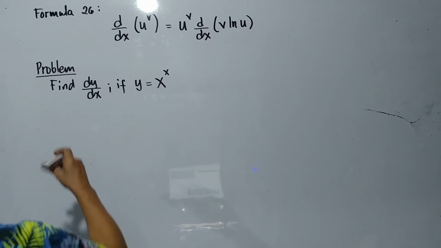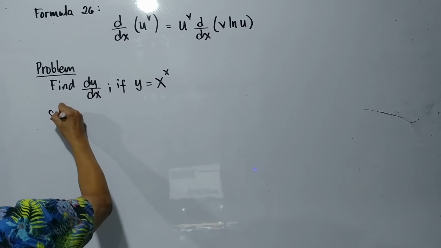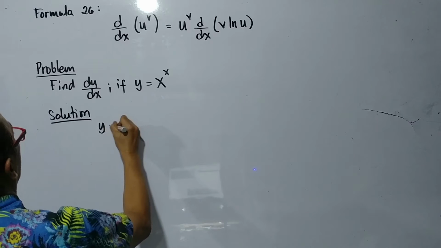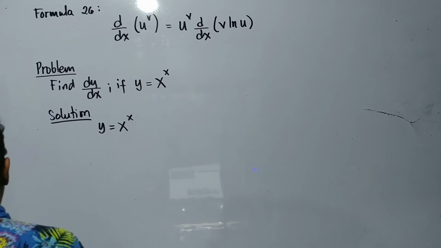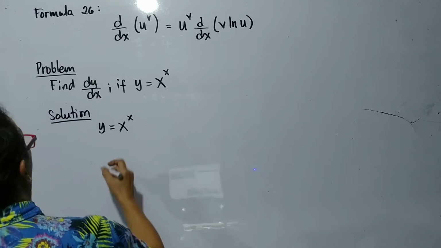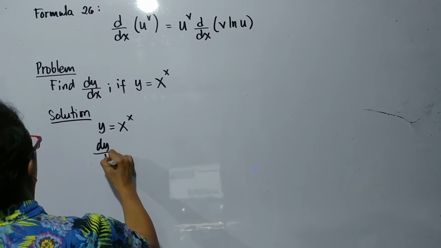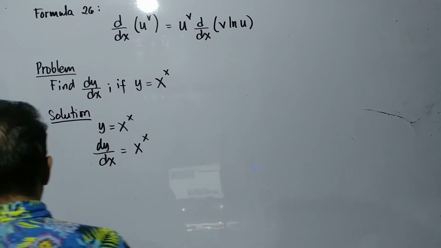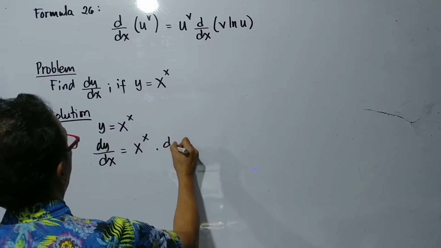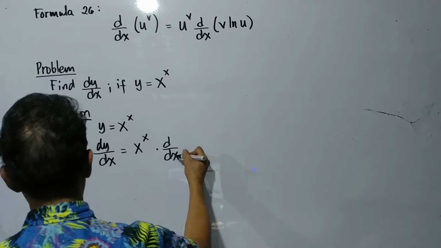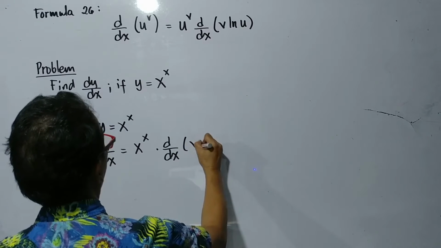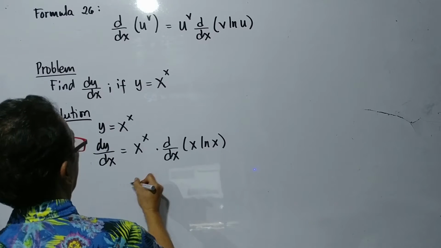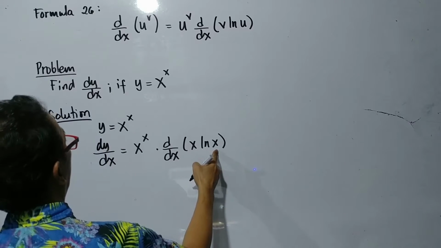To solve it, just apply the formula. So we have y equals x to the x. So our dy dx now is equal to x to the x times the differential of x ln of x. As you notice, this is product rule.